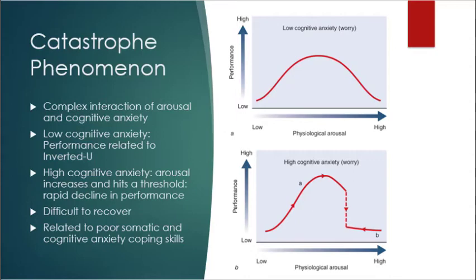And it's important to understand that this catastrophe phenomenon relates back to having good coping mechanisms. If we have good coping mechanisms, we'll be able to avoid this catastrophe phenomenon. It's when we have poor somatic and cognitive anxiety coping skills that we find ourselves in a situation under high pressure and not being able to recover to perform as we should.